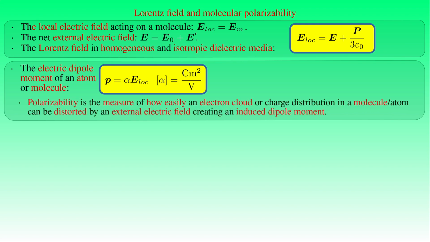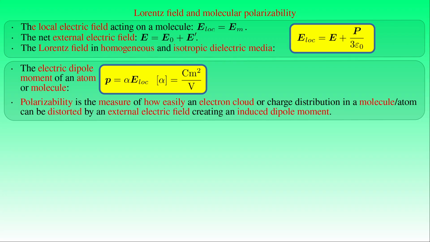Then polarizability is the measure of how easily an electron cloud or the charge distribution in an atom or a molecule can be distorted by an external electric field, creating an induced dipole moment. It represents the ability of a material to form dipoles, which determines the total dielectric polarization of the medium.